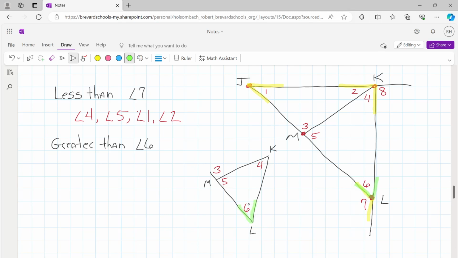Do you see now how angle 6 is on the inside of this triangle, MKO? And angle 3 is an exterior angle. So angle 3 is equal to the sum of angle 4 and angle 6. So doesn't 3 have to be greater than 4 and 6? All right, so greater than angle 6. That's just going to be angle 3.